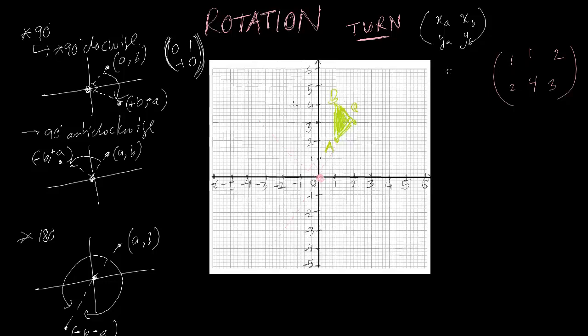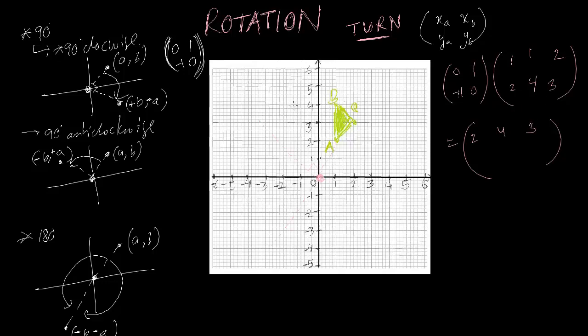So let me multiply this with 0, 1, -1, 0. If I multiply this, I'm going to get 0. The first row is going to be 0. If I add it with 1 into 2, this would be 0 plus 2, which is 2, 0 plus 4, which is 4, 0 plus 3, which is 3.